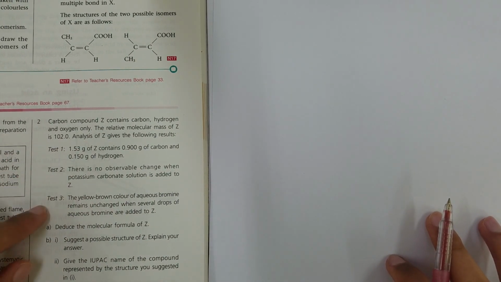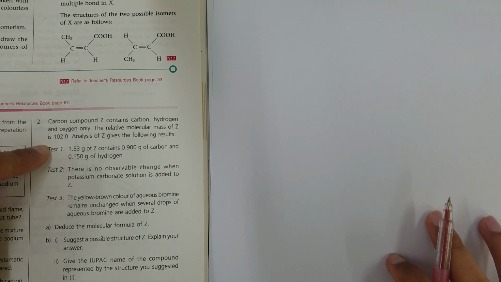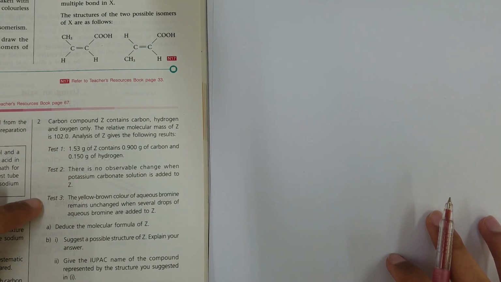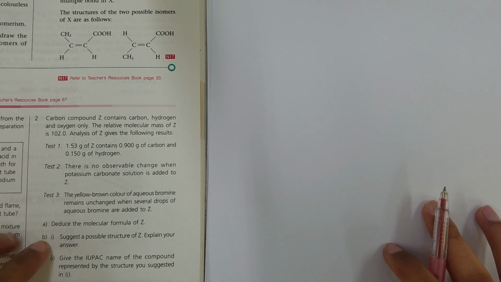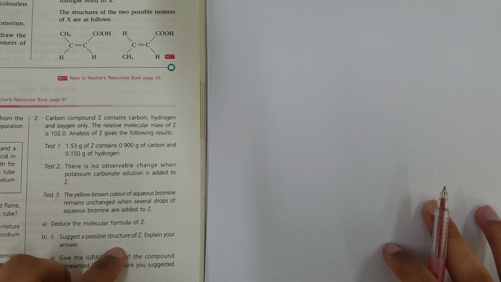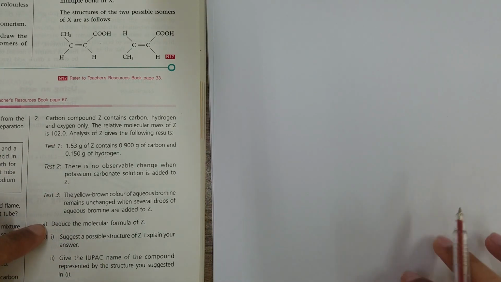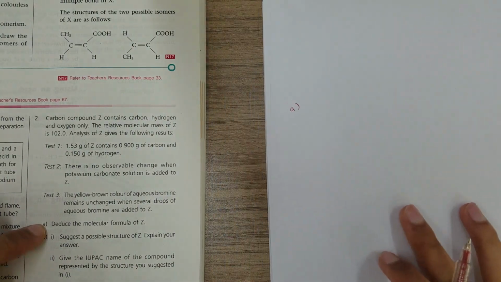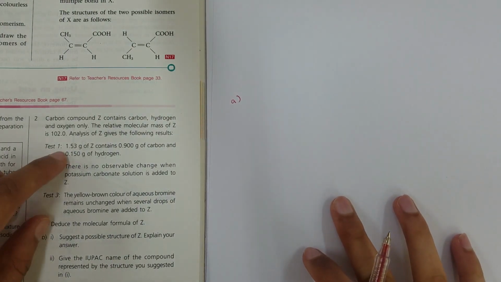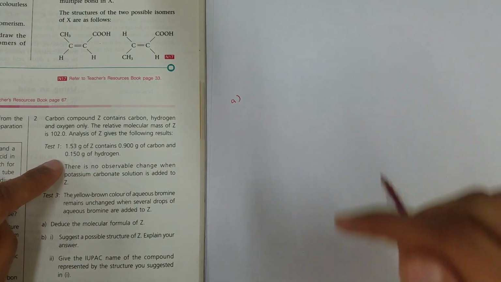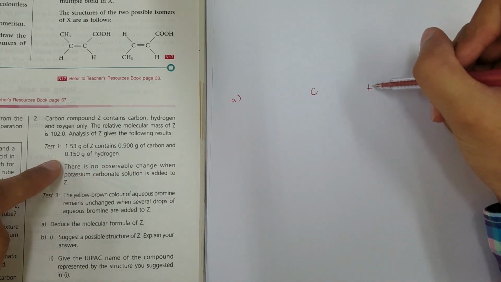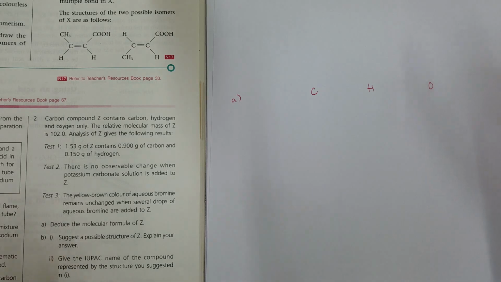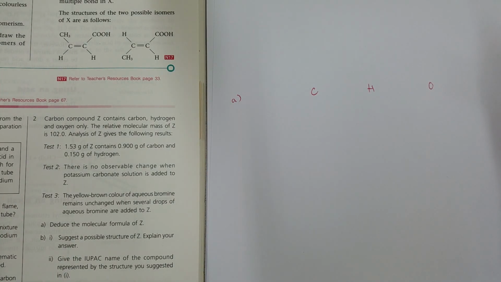So they've given 3 tests. So the first one is mostly for calculation requirement. 2 and 3 are mostly for the part B, where you have to suggest a possible structure. So let's finish off A first. Now A is quite straightforward. It's just calculation. So we have 3 elements. So C, H, and O. So we have to use the table. So the way you find empirical formula.